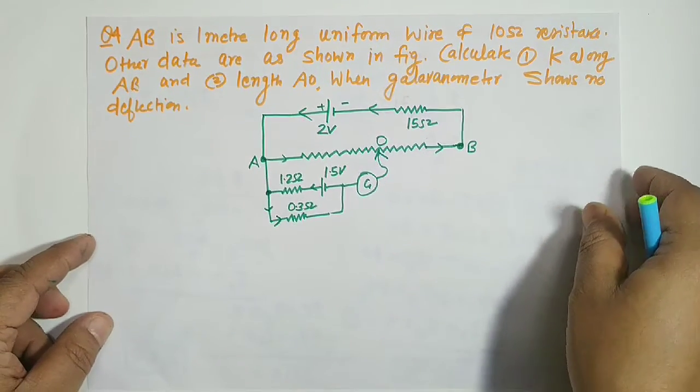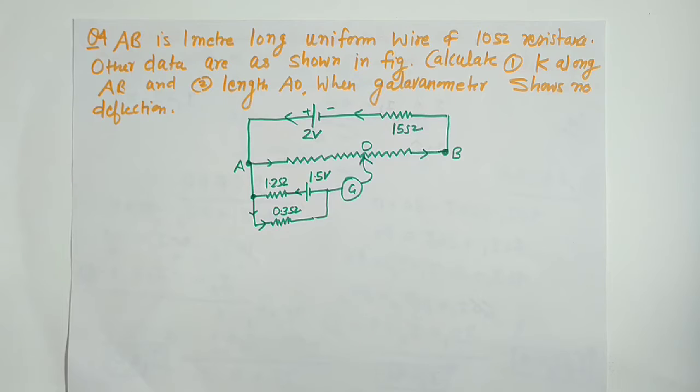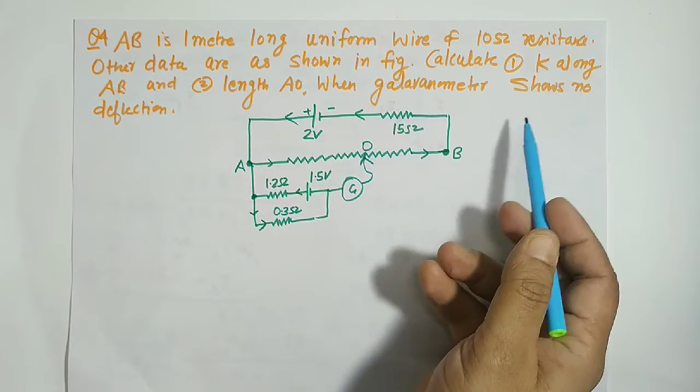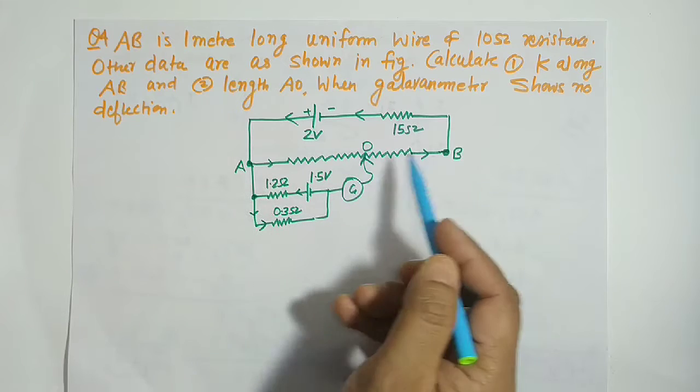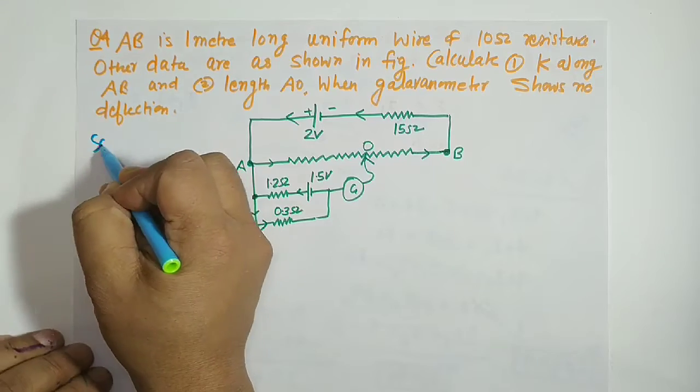What is question number 4? We are going to discuss after question number 3 that AB is a 1 meter long uniform wire of 10 ohm resistance. Other data is given. Calculate K and the length AO along which the galvanometer shows no deflection. AO is along the potentiometer wire. So this is a question of a potentiometer wire. So how do we find out first K? I think all of you remember what K was. K is the potential gradient. So can you find it out?